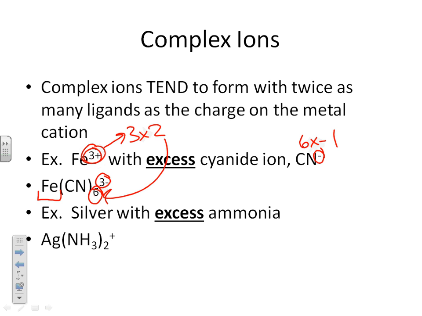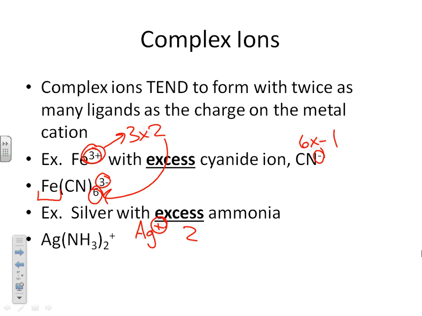And then the silver with excess ammonia. Silver, that's Ag+. Charge on the silver is +1. So I want to double it. So I want to have 2 NH3s being added with it. So that's where the 2 is coming from. And then looking at overall charge, the overall charge is going to be +1 because the ammonia doesn't carry a charge.